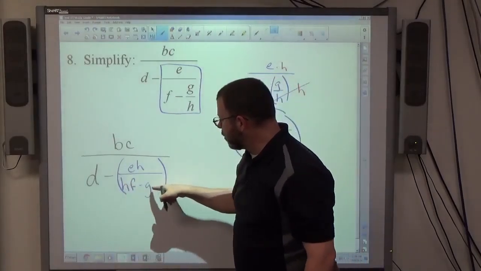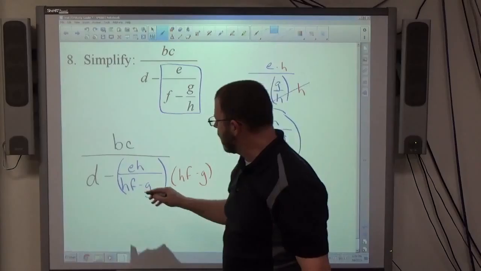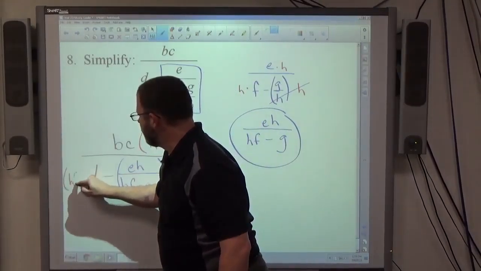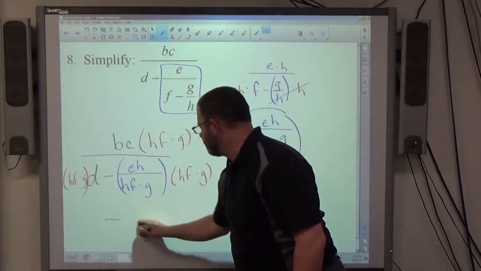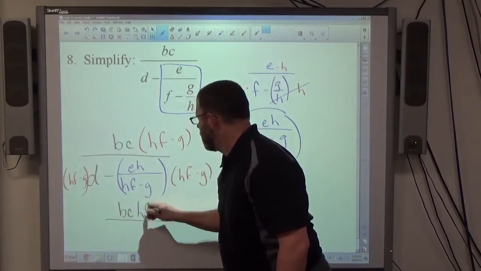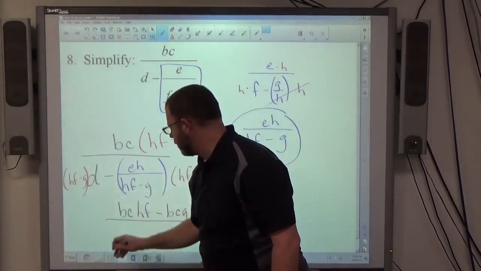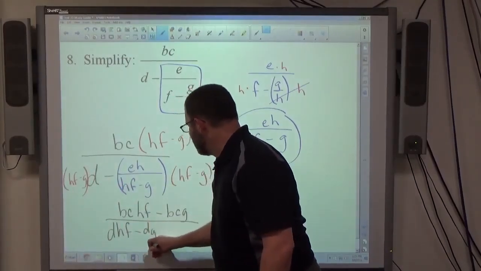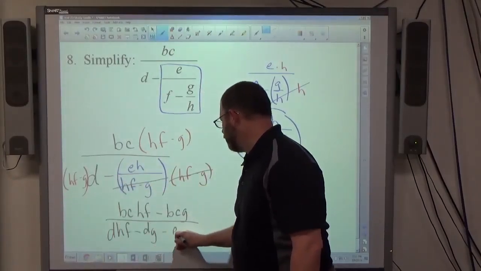The least common denominator of this fraction is HF minus G. So multiply that by HF minus G, multiply this times HF minus G, and multiply this times HF minus G. So if I do the top first, BC times HF is BCHF. BC times minus G is minus BCG. On the bottom left, D times HF is DHF. D times G is minus DG. And over here, HF minus G cancels HF minus G, leaving me with minus EH.